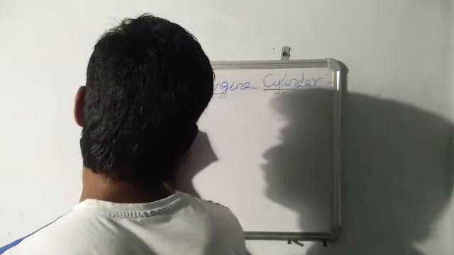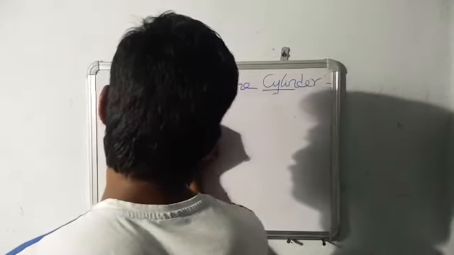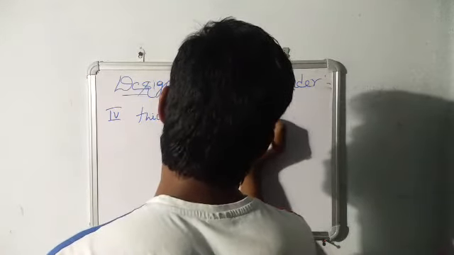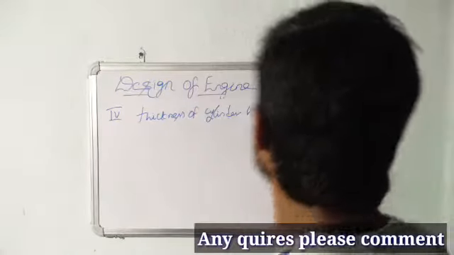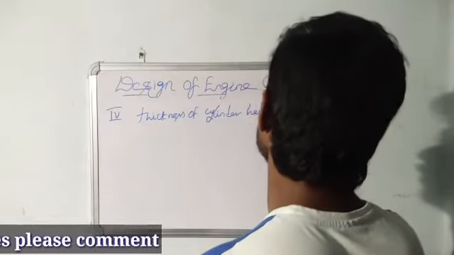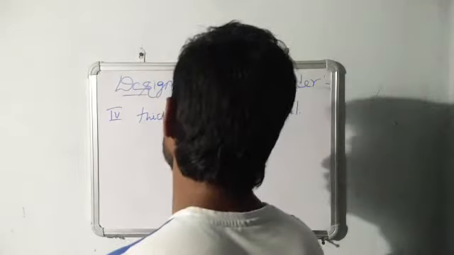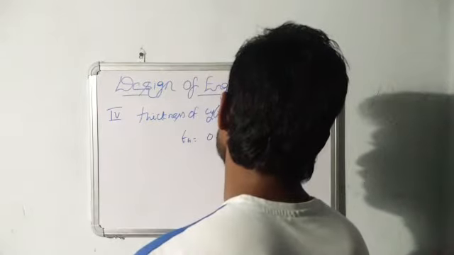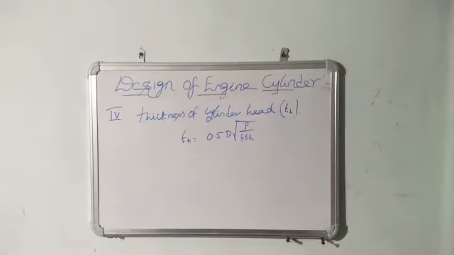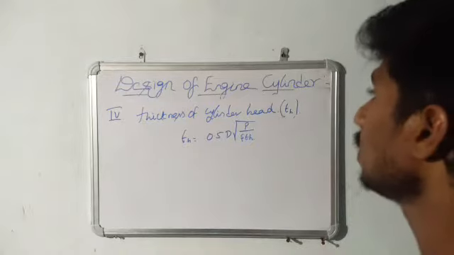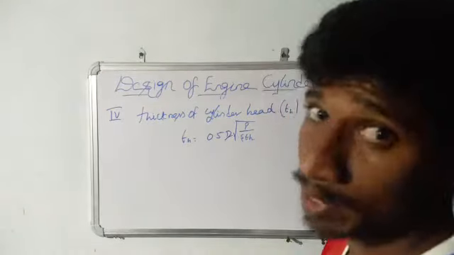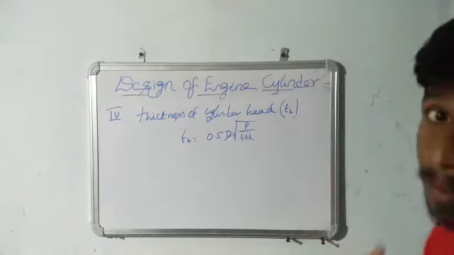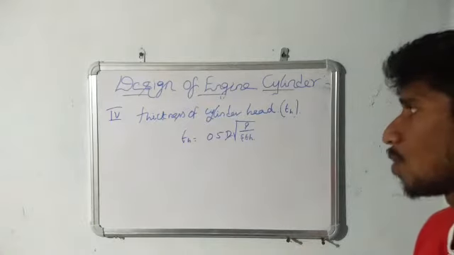Thickness of cylinder head. The thickness of the cylinder head is denoted by TH. TH equals 0.5 times D root of P by STH. This is the formula to find the thickness of the cylinder head. Here D is the diameter of the cylinder, which we already derived, and P is the maximum pressure. That maximum pressure is given in the problem.